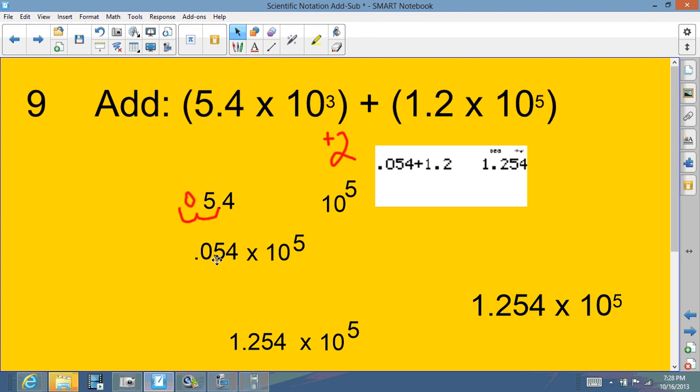So this becomes 0.54 instead of 5.4. And when I multiply that by 10 to the 5th power, that'll still give me the same answer as if I had this. So now I can add my coefficients, 0.54 and 1.2, and that'll give me 1.254, which is now my new coefficient, and I leave my new 10 to the 5th because I had to change in order to make it the same power. So that's a nice job on that. I hope you understood that.